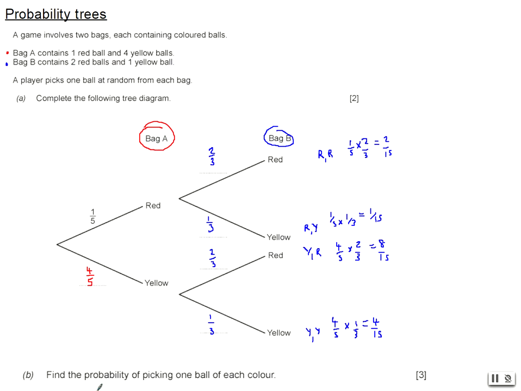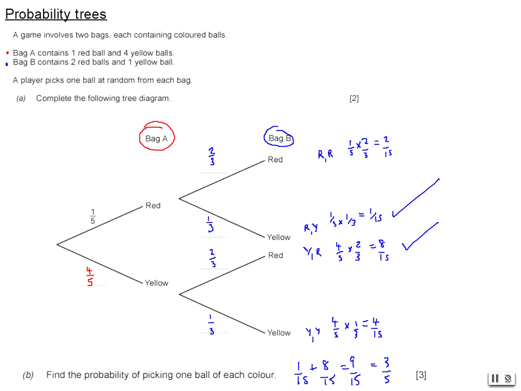The follow-up question, part B, says find the probability of picking 1 ball of each colour. So if it's 1 ball of each colour, that means it's a red and a yellow, which could be this second set of figures, or it could be a yellow followed by a red, which is the third set. So what we would then have to do is we would have to add them up. And when we do add them up, we only add the tops or the numerators, so it's 9 over 15.